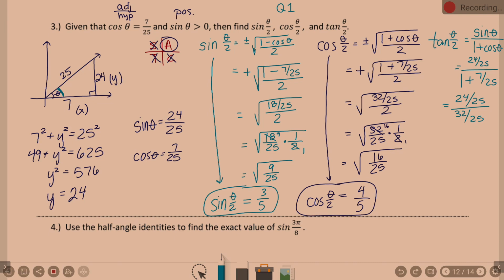Okay, 24/25 divided by 32/25 means you know what I'm going to do, right? 24/25 divided by, I'm going to change to multiplication. I'm going to do the reciprocal, which is 25 over 32.